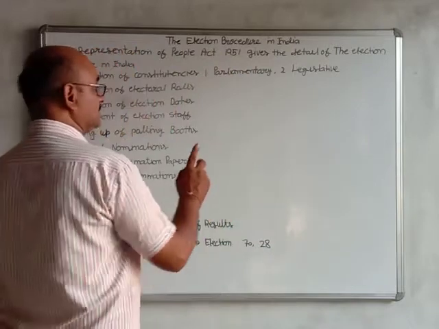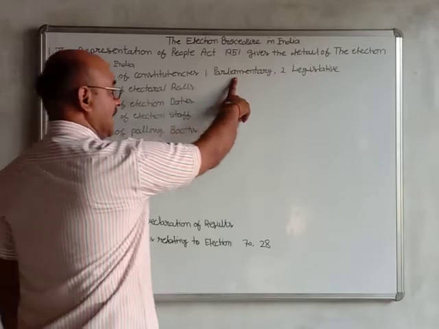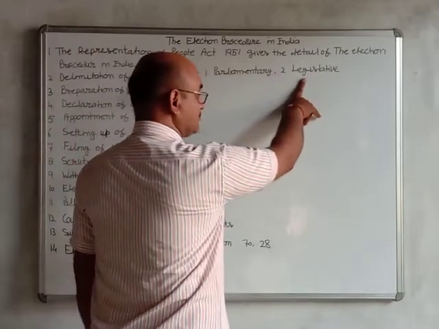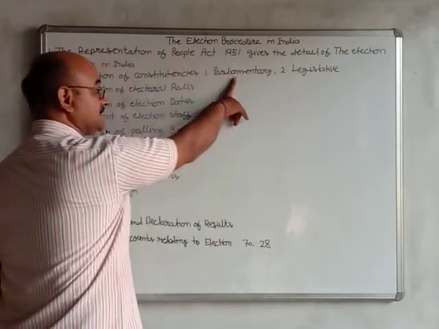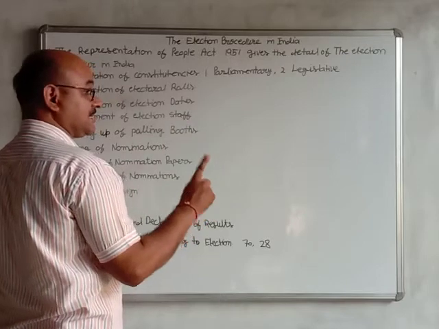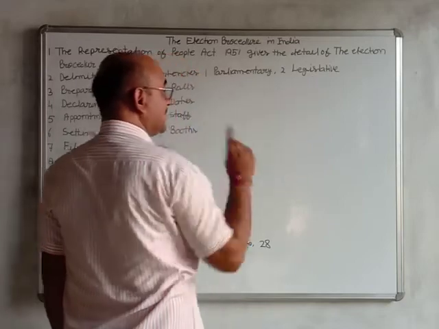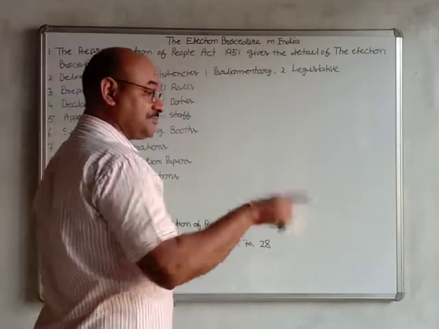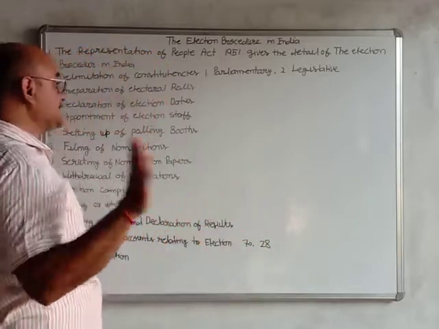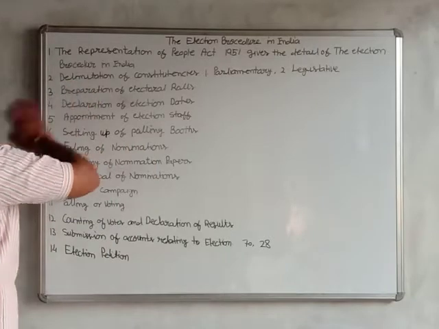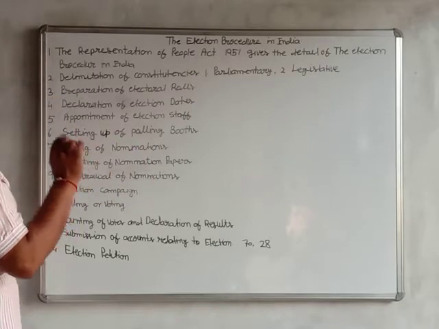There are two types of constituency. The parliamentary constituency means the Lok Sabha constituency, and second, the legislative constituency means the Vidhan Sabha constituency. One parliamentary constituency represents one representative, and one legislative constituency will represent one MLA, meaning member of the legislative assembly. So it is the first step, or the first procedure, of election in India: to settle the constituencies.